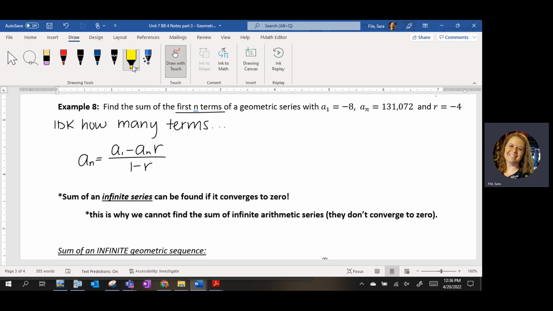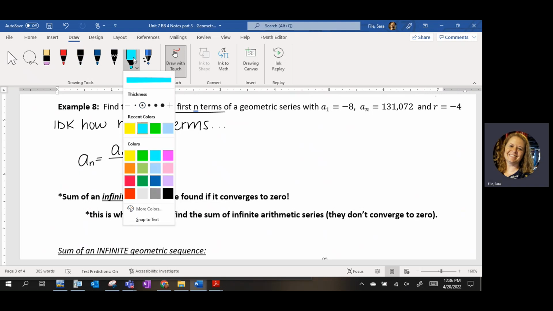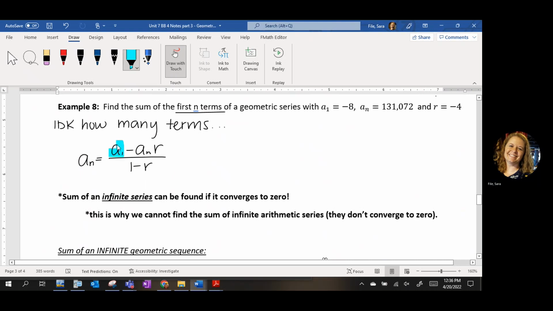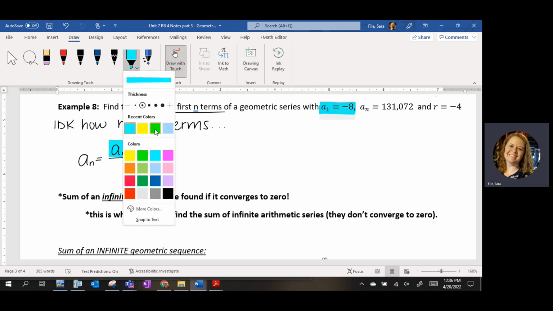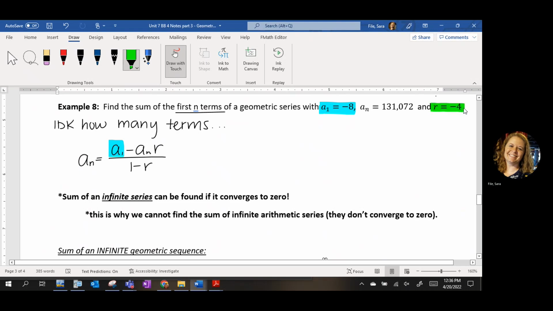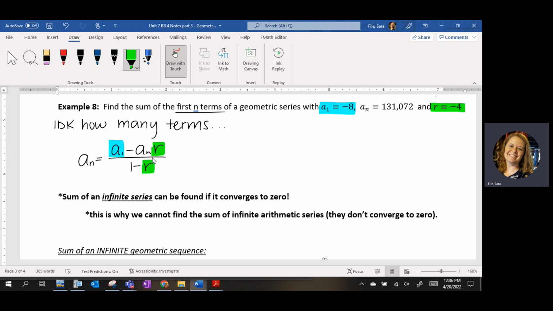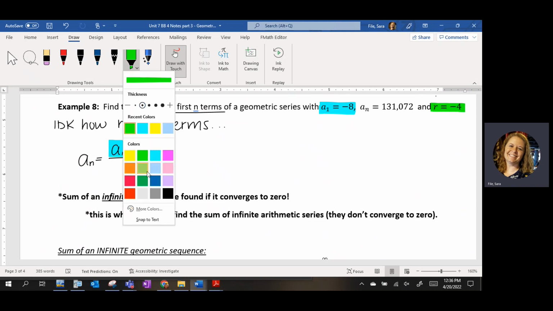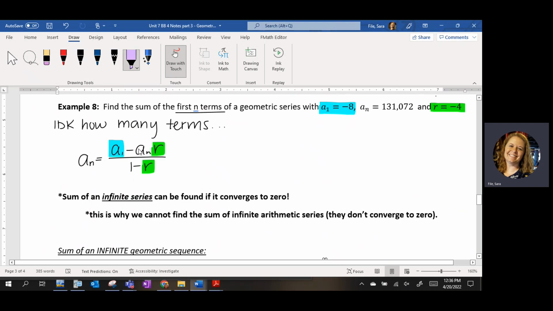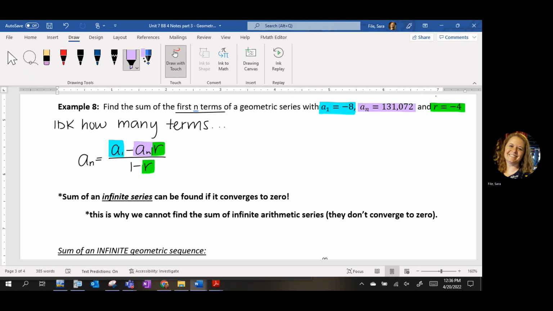Now, I do know the first term. They gave that to me. What is it? It's -8. Okay, I do know the common ratio. It's -4. And then a sub n, they tell that to me. Remember, that is the last term. So I don't know how many terms it takes to get there, but the last term is 131,072. But that's all I need to be able to answer this question.